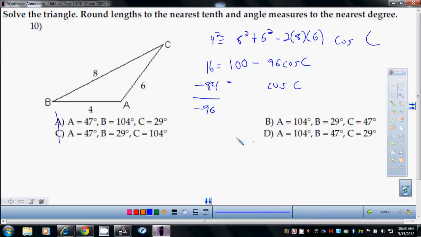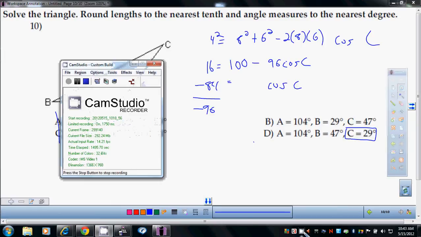So inverse cosine of that, assuming you were in degree mode, which you should have been, would have given you, what was it, 29 degrees. Then you do the same thing again, or you could do law of sines at that point. Did you get the right thing? Yeah. Very good.